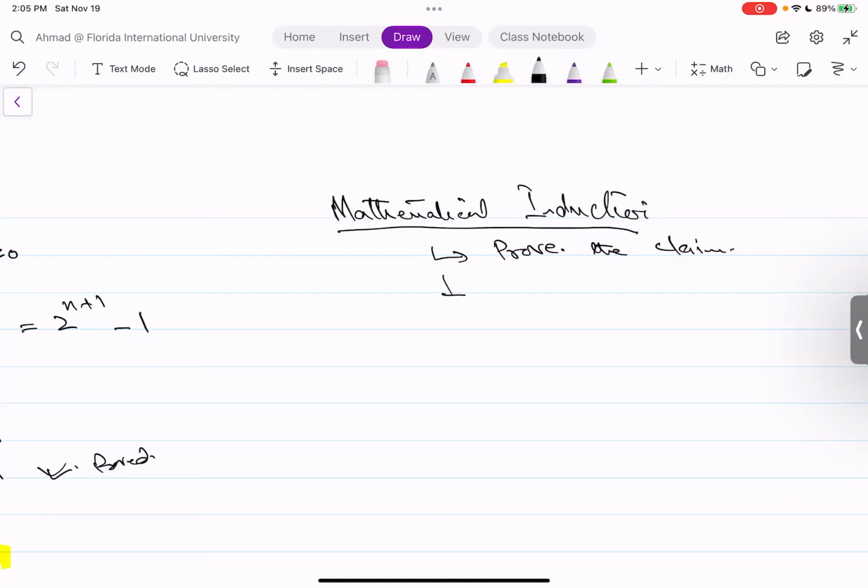First of all, we'll prove it for the smallest value, right? Prove it for the smallest value, which is the basis step, right? Basis step. And then set up the induction hypothesis for n is equal to k. And when you do that, prove it for n is equal to k plus 1.